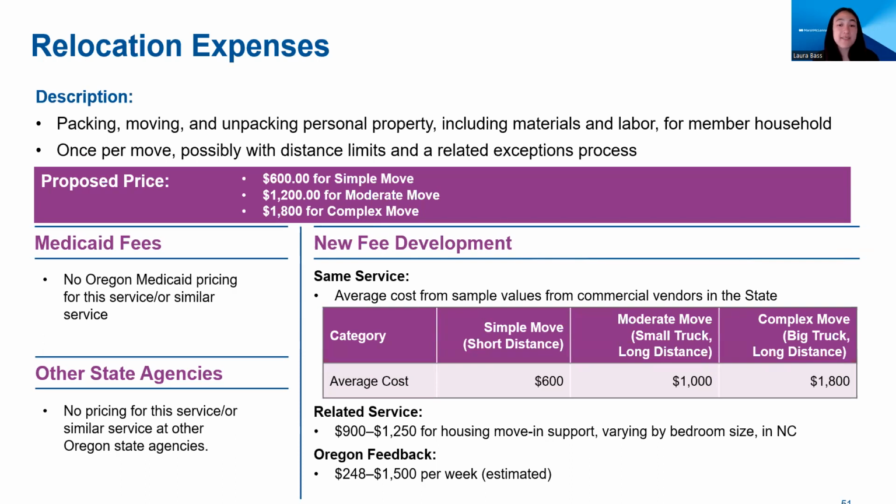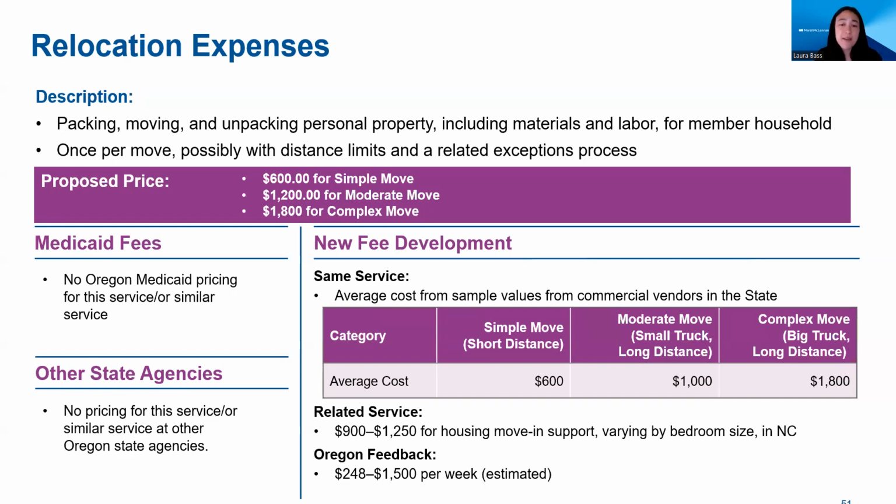So relocation expenses is a service that pays for packing, moving, and unpacking of personal property, including materials and labor for the member's household. We didn't find any existing Oregon Medicaid rates or Oregon state agencies paying for this sort of service. We did find that North Carolina priced a general housing move-in support service between $900 and $1,250, depending on household size. And we also did some of our own research, and then, of course, considered feedback received from entities in Oregon beyond our research.